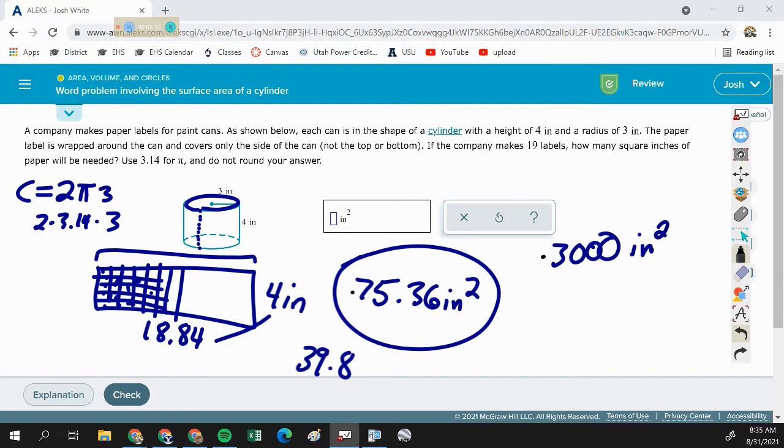39. Why not round it up to 40? I don't have enough paper. Okay? So even though 0.8 is bigger than 0.5, I'm not going to round it up because I don't have enough paper to make that last label. Okay? Good job, guys.